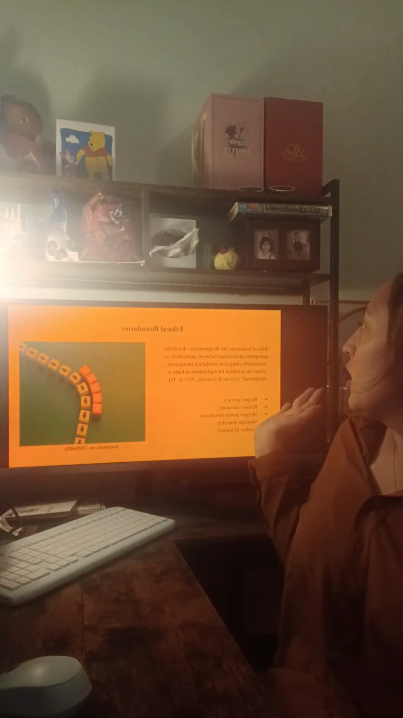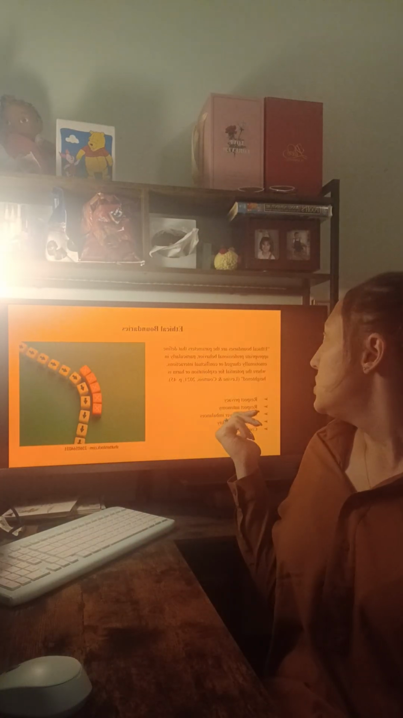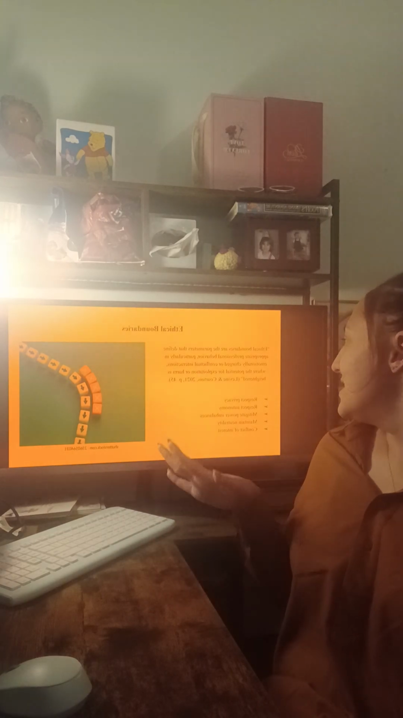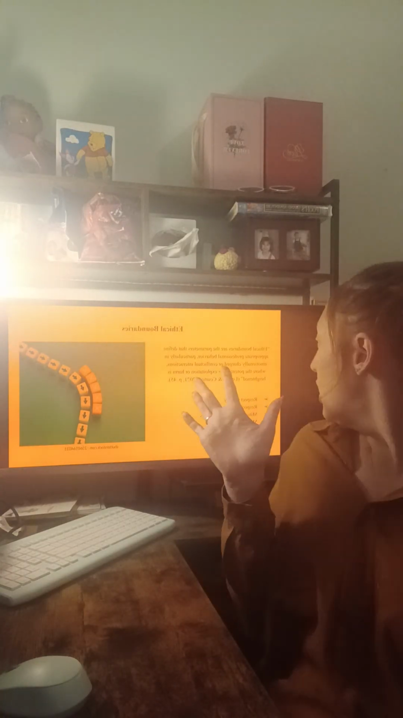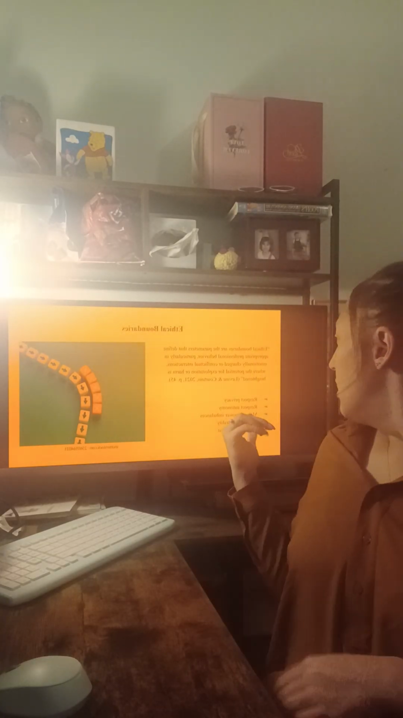They are the parameters that define appropriate professional behavior, particularly in emotionally charged or conflictual interactions where the potential for exploitation or harm is heightened. They also break it down into 5 main points, so that comes into respecting privacy, respecting autonomy, mitigating power imbalances, so if there's a conflict between you and your boss, having somebody come in to level the playing field where one person's not being coerced or pressured into giving in or being manipulated by the other party, maintaining neutrality, and avoiding conflicts of interest.